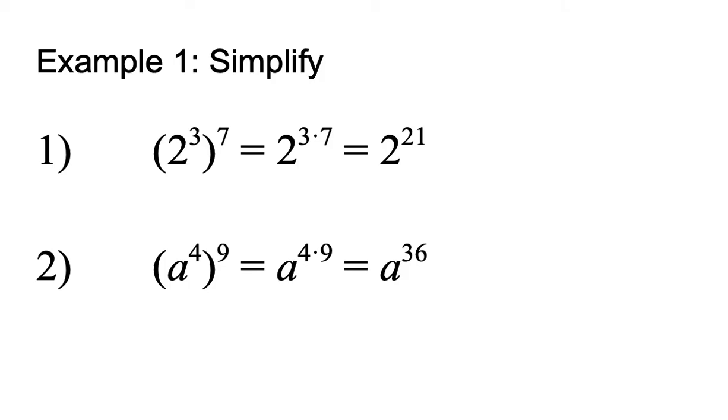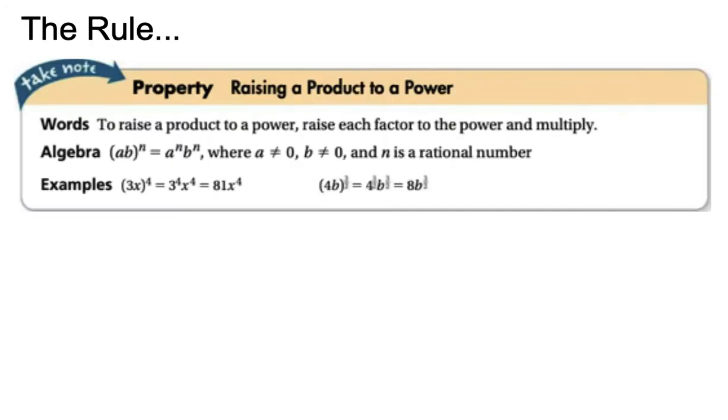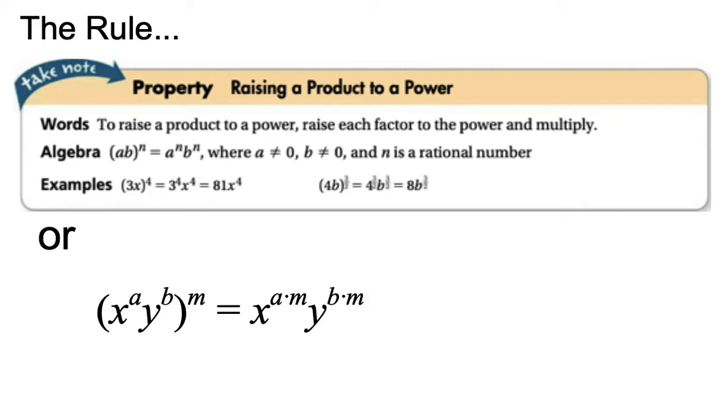Now, what if there is more than one expression inside the parentheses, but we are still multiplying inside that parentheses? To raise a product to a power, raise each factor to the power and multiply. So in this case, if you have a times b being raised to the n power, that will be a to the n times b to the n. Let's expand this a little bit. If we have x to the a times y to the b, all being raised to the m power, then we're going to multiply each of the exponents inside the parentheses by the power on the outside. So this becomes x to the a times m, y to the b times m.